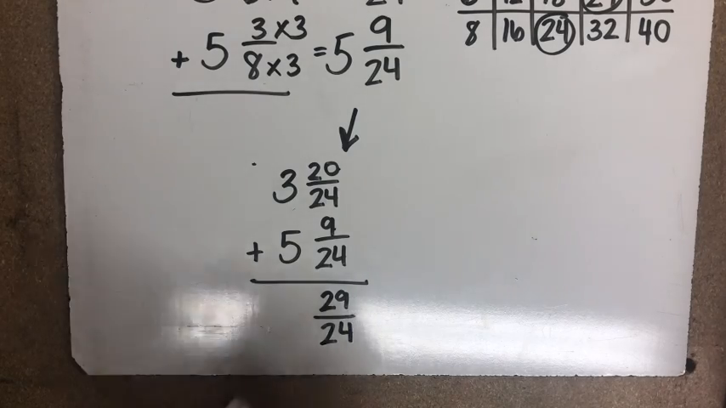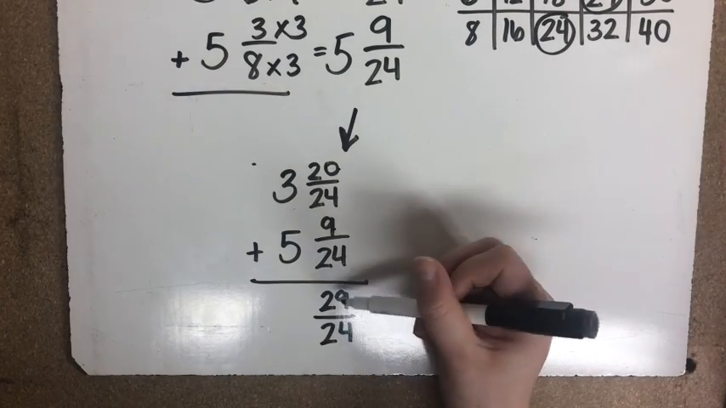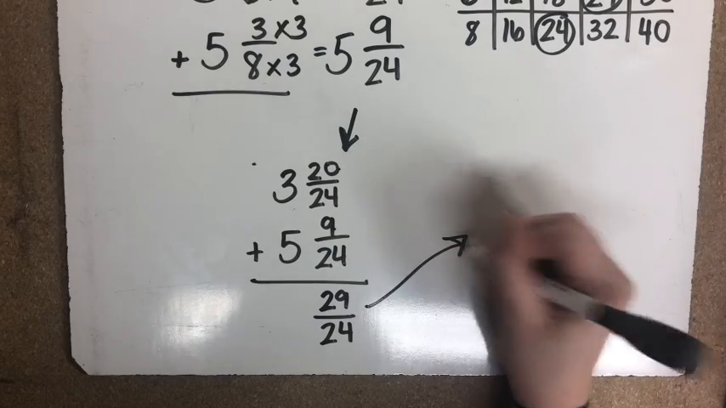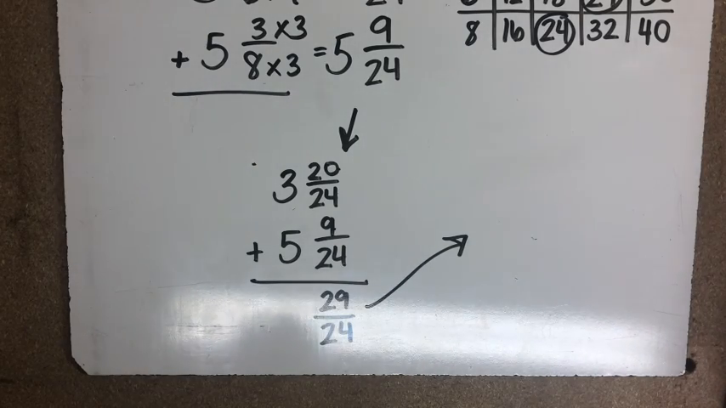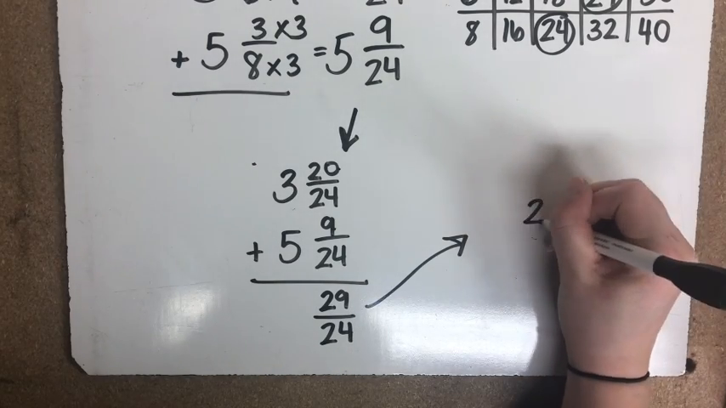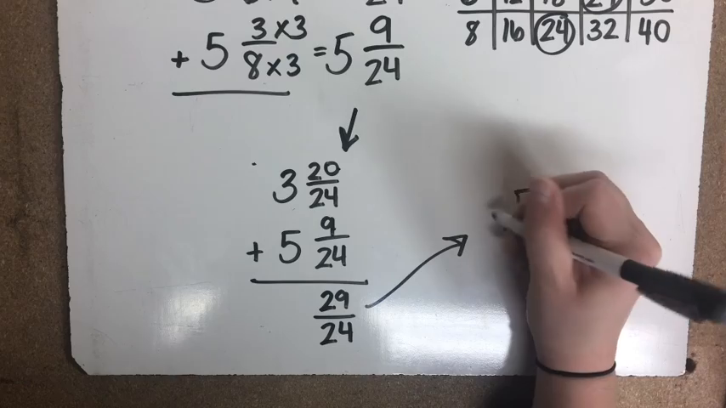So why don't we do that before we add our whole numbers together? Let's start by converting this to a mixed number. We should have practiced this yesterday, and I do have a video on how to do this if you're still stuck. But I will model how to do it here as well. So our first step is to make a division problem, 29 divided by 24.